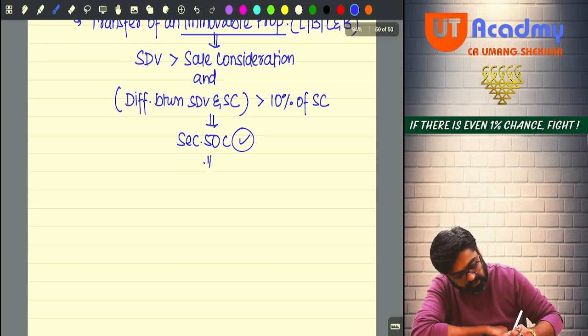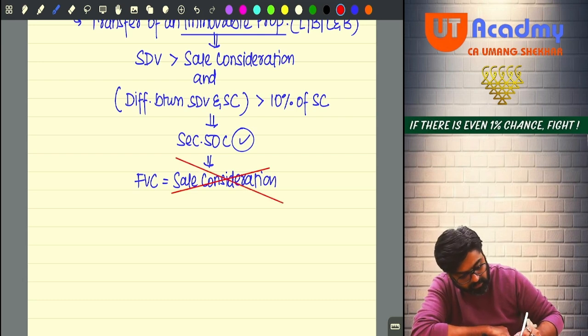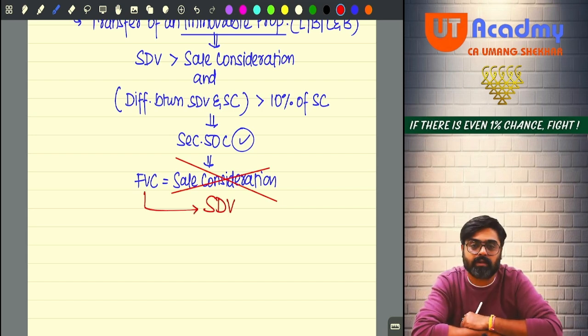And if section 50C becomes applicable, the full value of consideration of the immovable property, which you were taking as the sale consideration, will not be treated as your full value of consideration. Rather, the stamp duty value will be deemed to be your full value of consideration. So your sale consideration we will ignore. We will not take sale consideration for the purpose of calculating the capital gains.